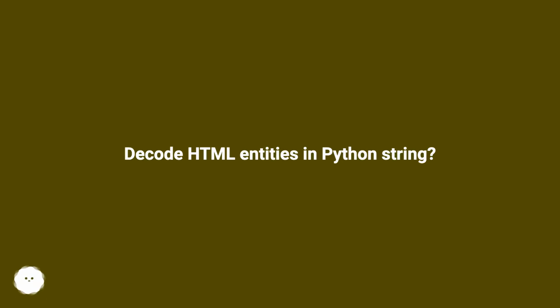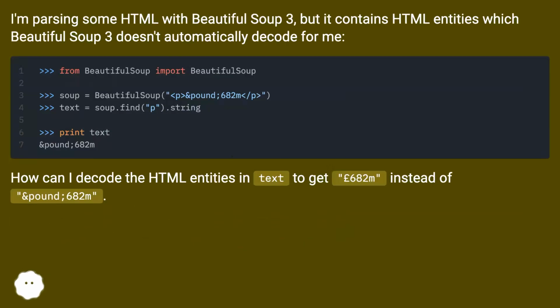Decode HTML entities in Python string. I'm parsing some HTML with Beautiful Soup 3, but it contains HTML entities which Beautiful Soup 3 doesn't automatically decode for me. How can I decode the HTML entities in text to get 682 million pounds instead of &pound;682m?